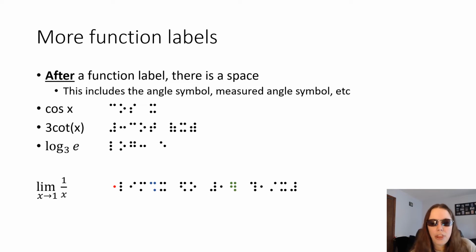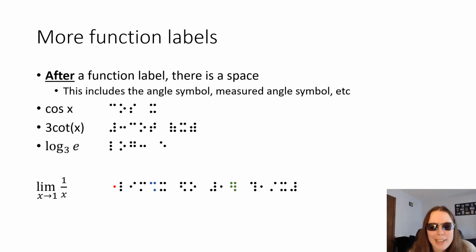What if I had 3 cotangent x? Then I would start off with the 3. I'd need a numeric indicator because I'm at the start of a line and nothing has started numeric mode yet, so numeric indicator 3, and then I'd write the COT for cotangent. Notice there's no space there. After cotangent, after that function label, there is a space before what it applies to.